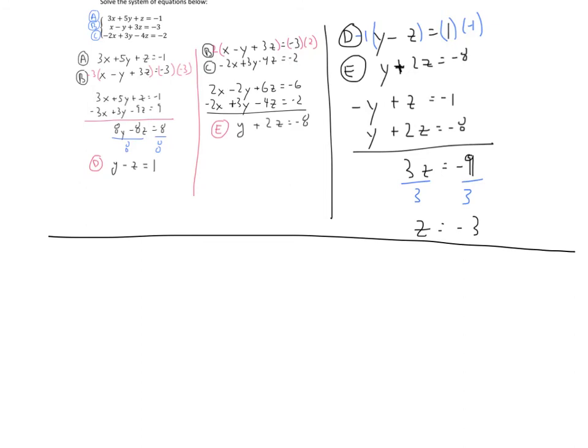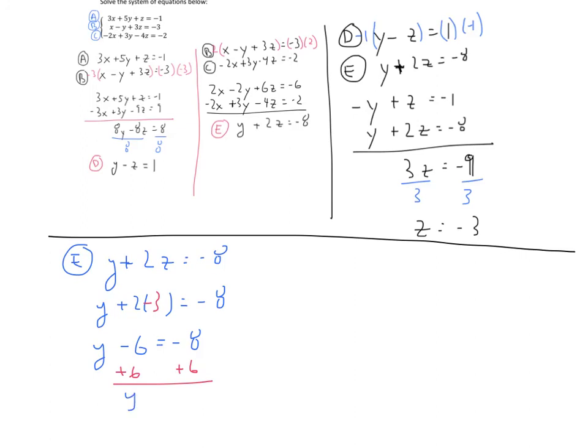Alright, I'm going to go ahead and finish, and it doesn't matter at this point if I use D or E. I'm just going to use E. It doesn't really matter. So E says y plus 2z equals negative 8. And I'm going to replace z with negative 3. So y plus 2 times negative 3 equals negative 8. So this is y minus 6 equals negative 8. And then if I add 6 to both sides, we get y is equal to negative 2. Right there, I've got my second variable. We've got z, we got y. Now all I need is x.